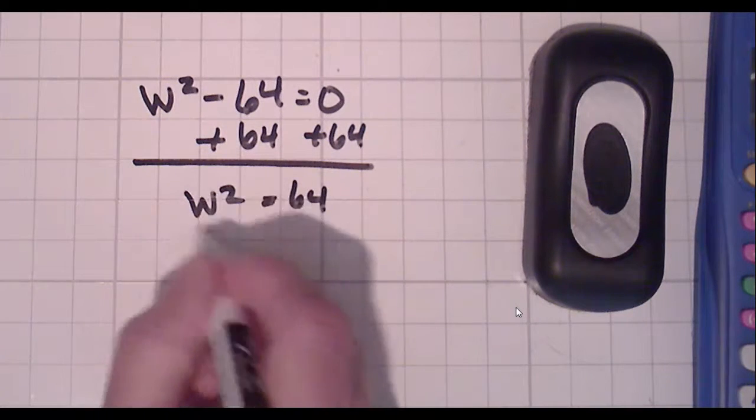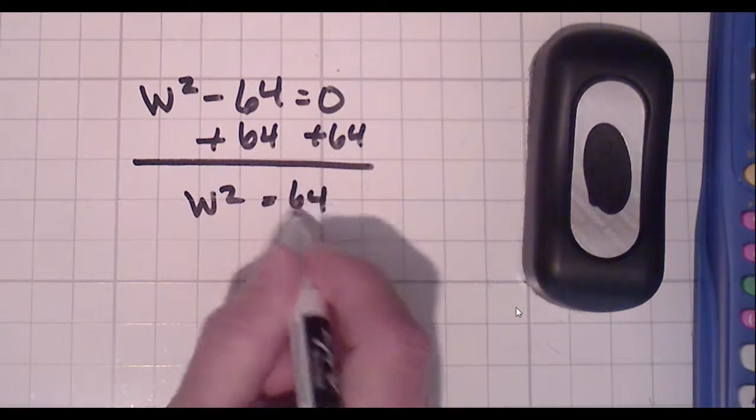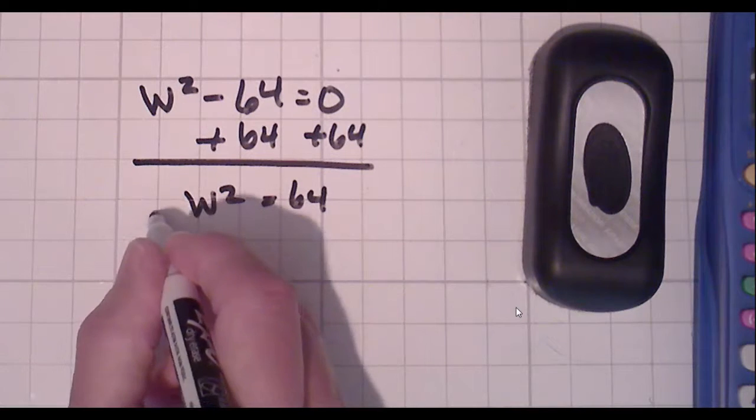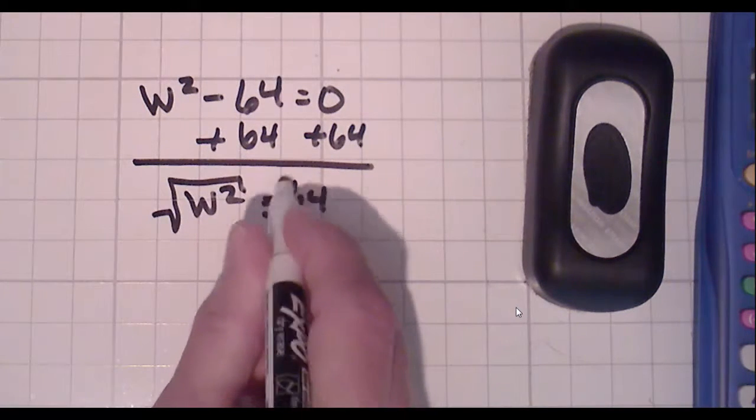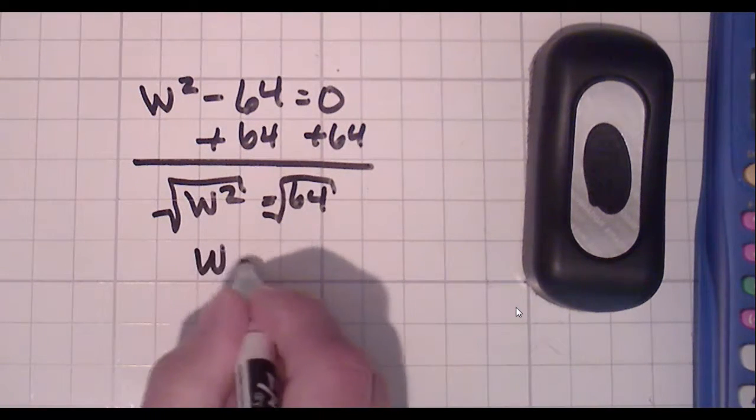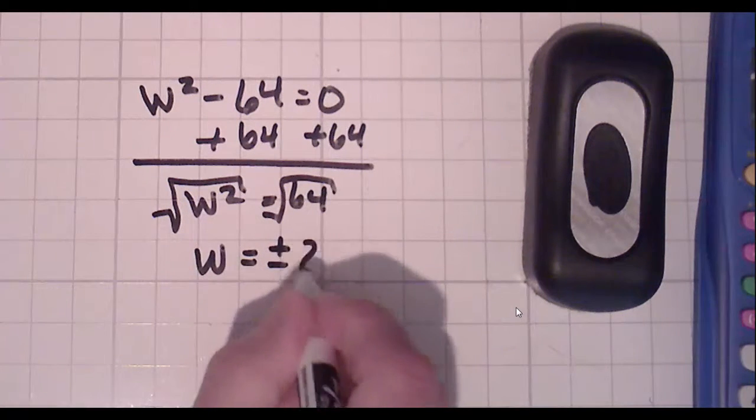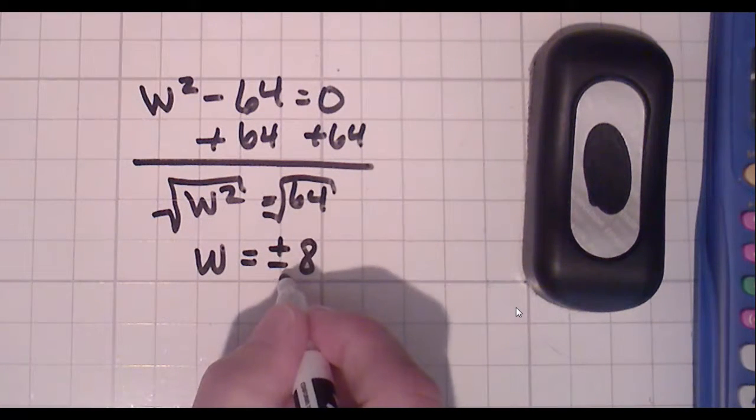Since you have your variable on one side and nothing with it, and all of your constants on the other side, all you do is you take the square root of both sides. W then equals plus or minus 8. There are actually two solutions. One is positive 8 and one is negative 8.